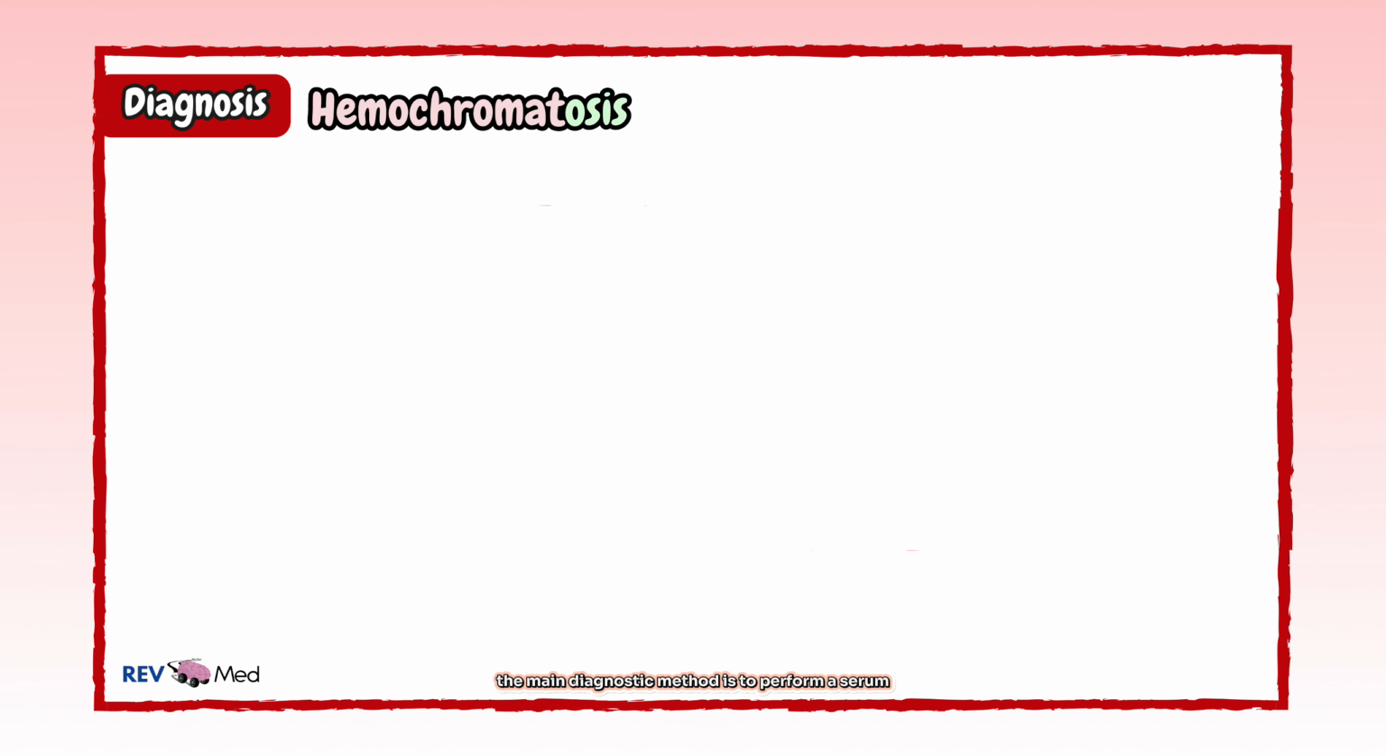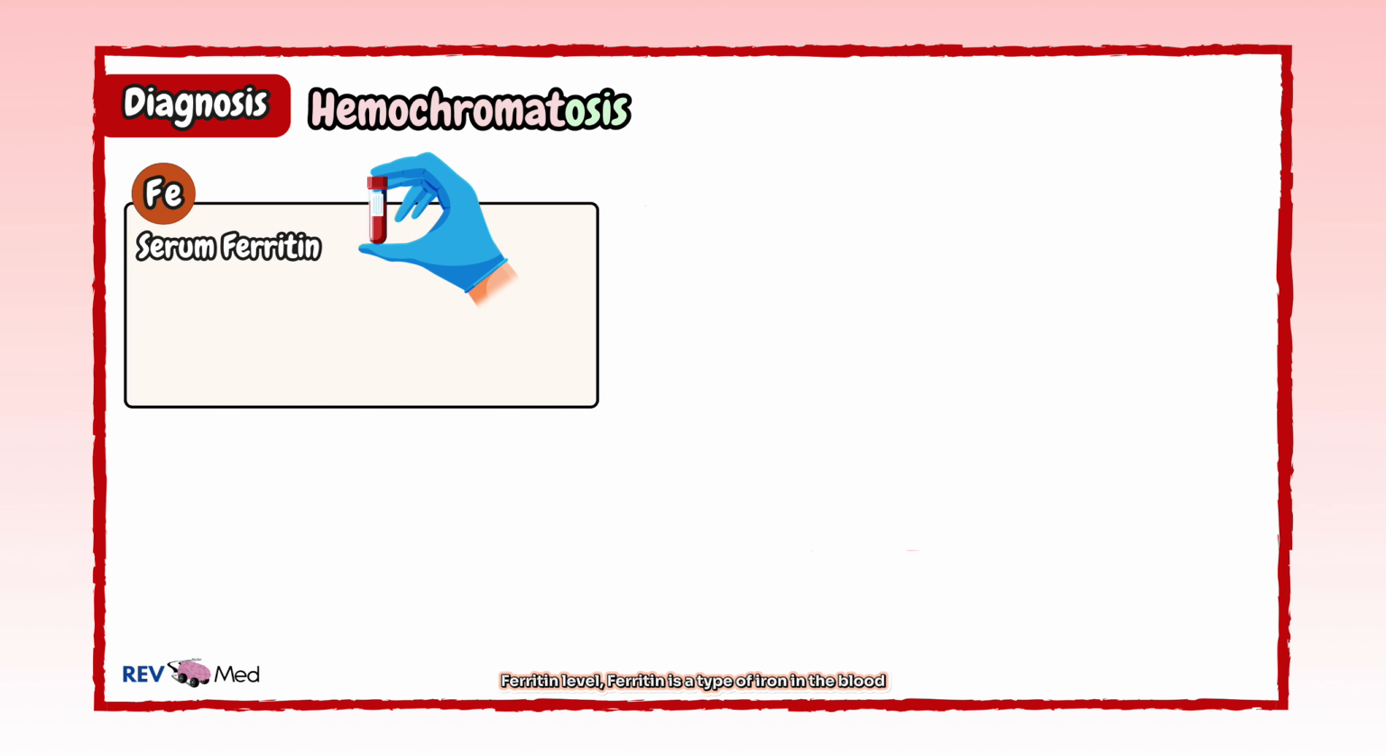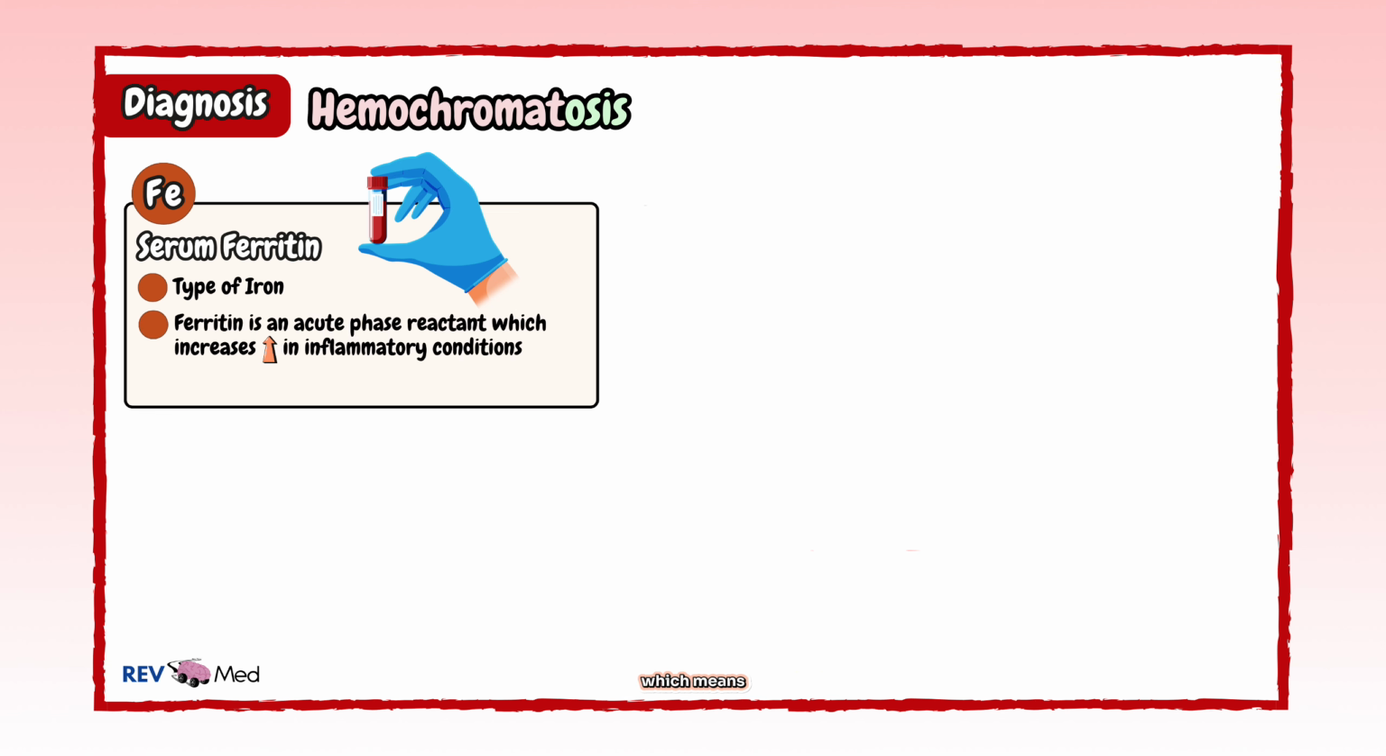So how do we make a diagnosis of hemochromatosis? The main diagnostic method is to perform a serum ferritin level. Ferritin is a type of iron in the blood. It's important to note ferritin is an acute phase reactant, which means it increases in inflammatory conditions in the body. So this does make ferritin unreliable because it can be high for other reasons and not for hemochromatosis.